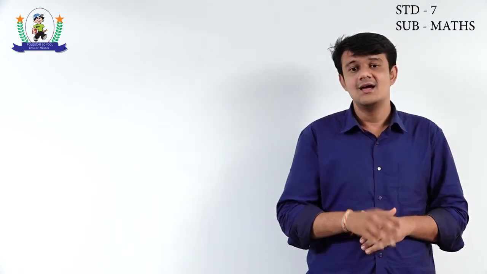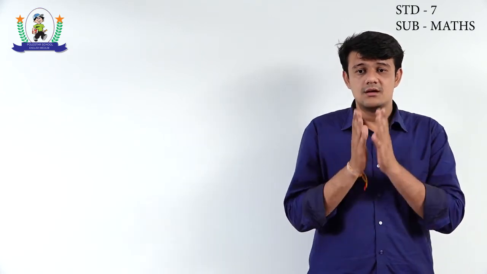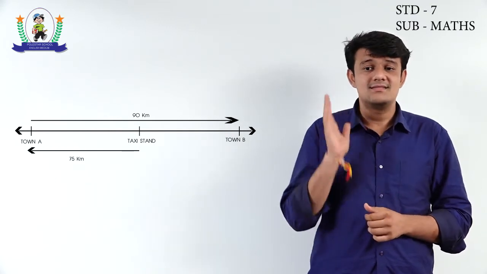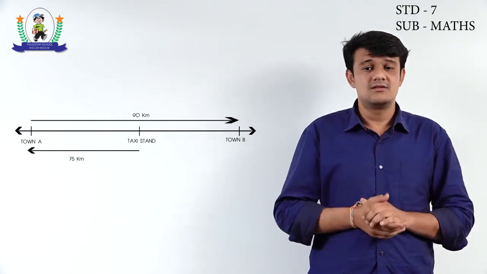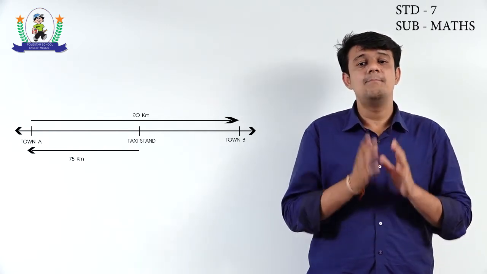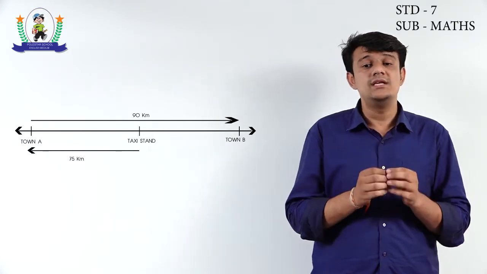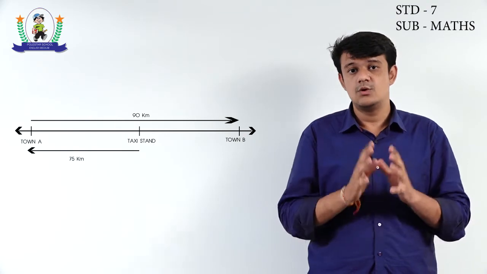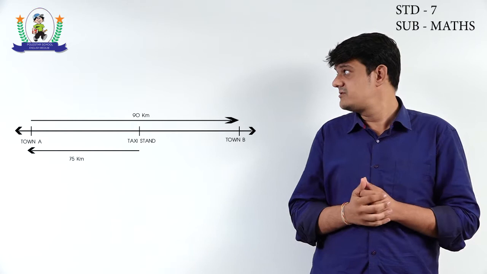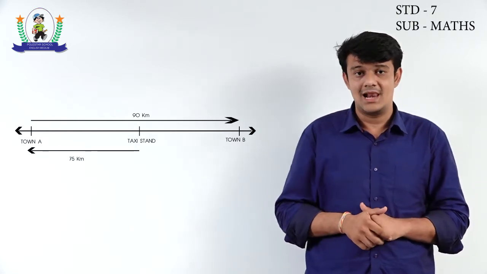It says that a taxi driver started his trip from the taxi stand towards the south. He covered 75 kilometers in this direction to reach town A. From there, he travelled back on the same road and covered 90 kilometers to reach another town B. So it means he reached town B. Now from this figure, you can easily see that A and B are on the same line.